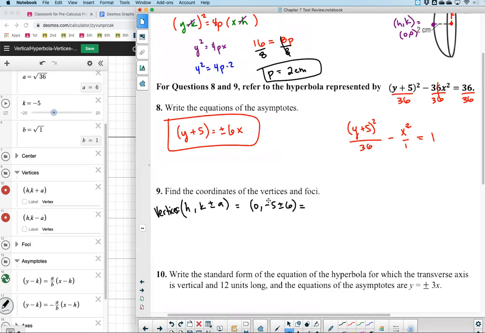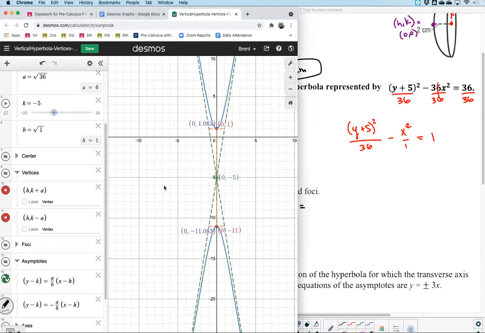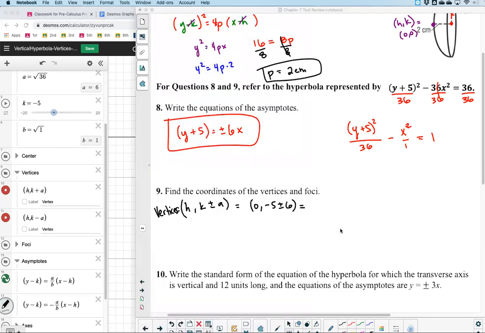If you look at the graph, what it's going to do is actually add those. So we'll have a positive 1 and a negative 11. So when I look here, 0, positive 1, 0, negative 11. Those are in red. I knew that because of this right here. So that's what the calculator showed us. 0, positive 1, and 0, negative 11.